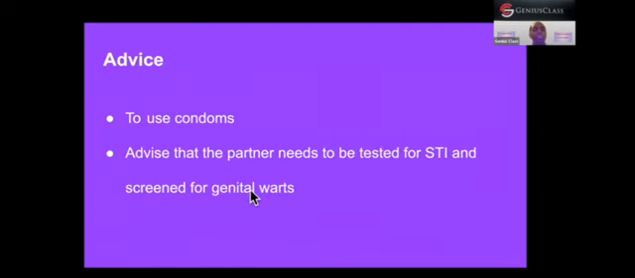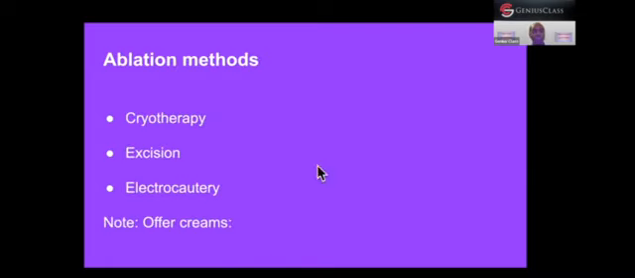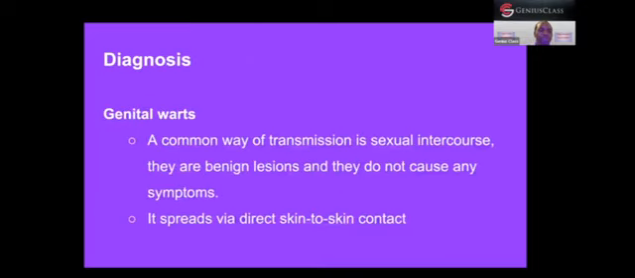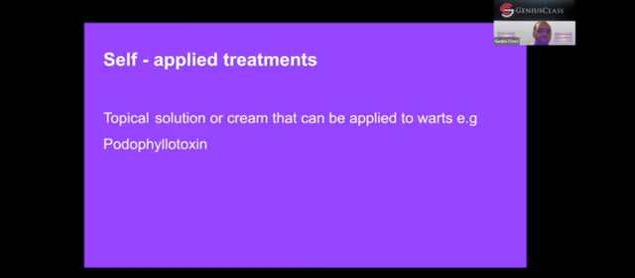What other advice? To use condoms to avoid sexually transmitted infection. Advise that the partner needs to be tested for STIs as well. Now, for your own knowledge only, cryotherapy and excision can be used. But in this case, because we have seen how these warts look, they look quite flat in here. So application of the cream may be the most appropriate.